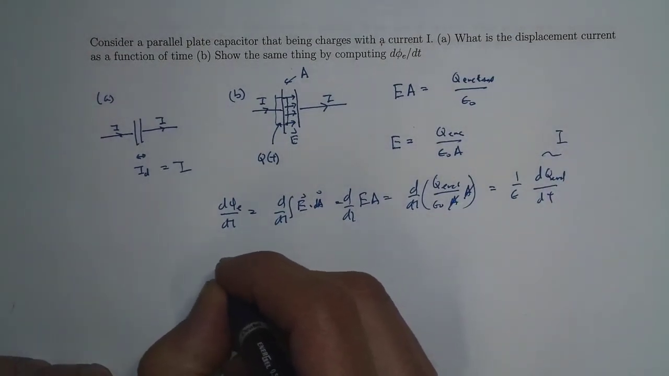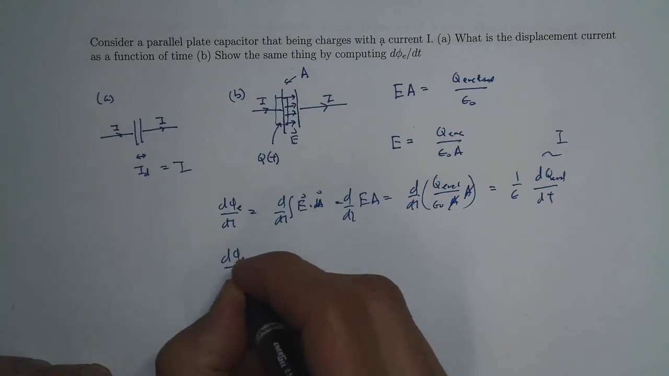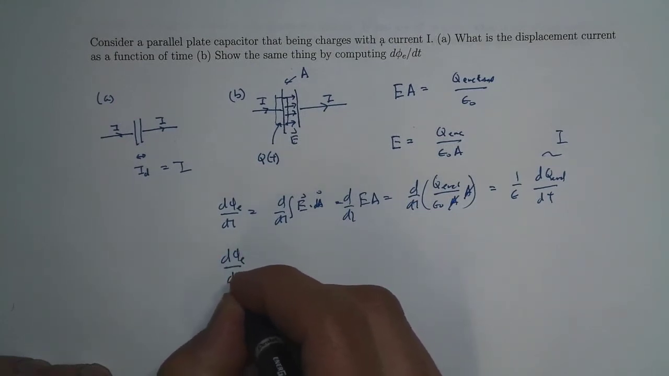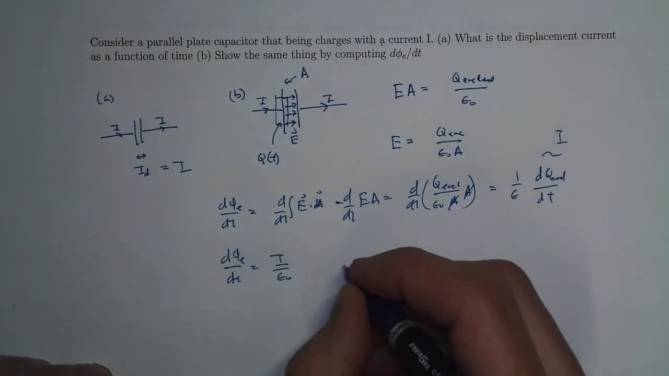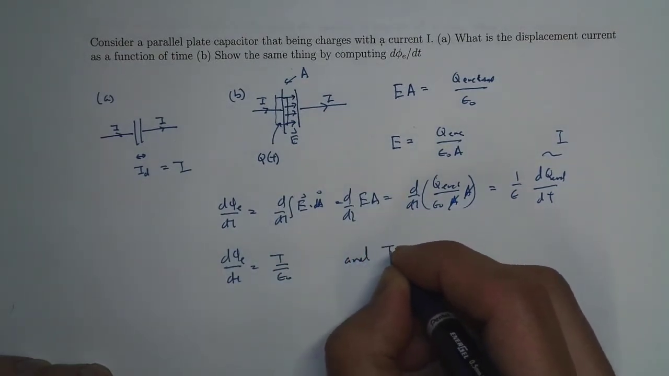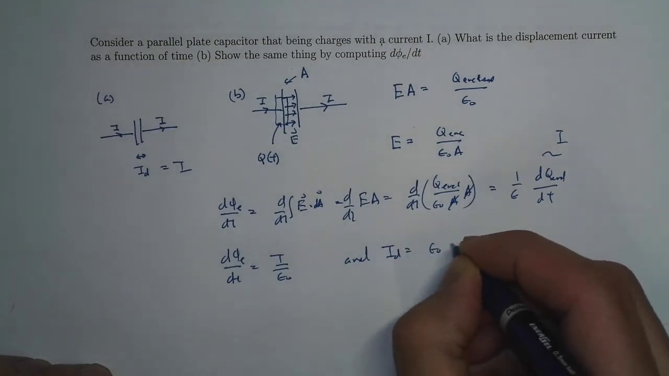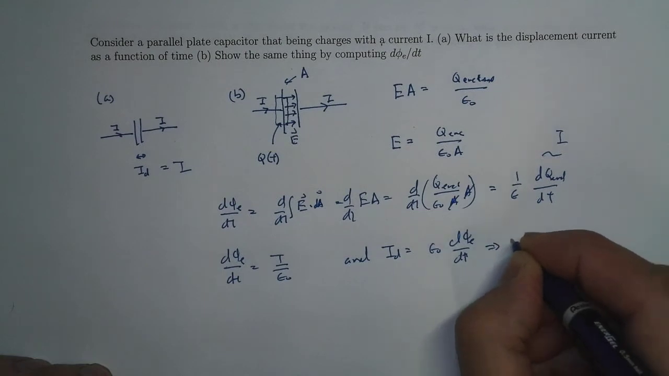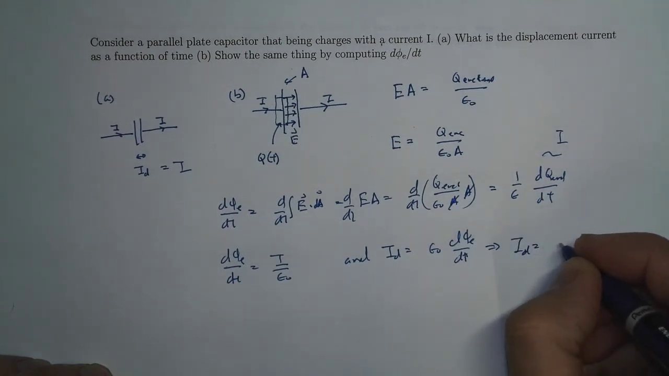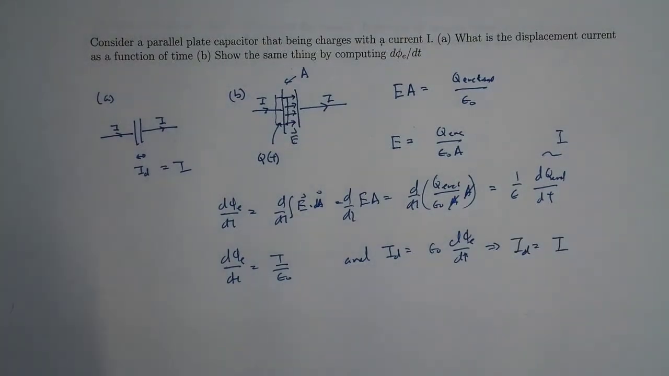So what we have is that dΦ_E/dt is equal to I over epsilon naught, and I displacement is epsilon naught dΦ_E/dt. And so this gives me the displacement current is equal to I. All right, hope that was helpful.